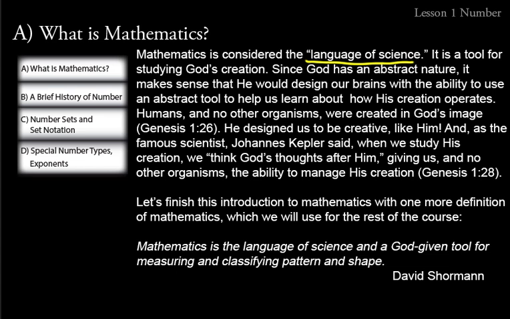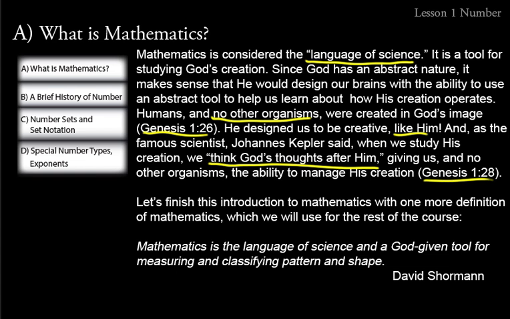And think about this: humans and no other organisms were created in God's image. That's what Genesis 1:26 says. He designed us to be creative just like him. And as the famous scientist Johannes Kepler said, when we study God's creation, we are thinking God's thoughts after him. And that gives us and no other organism the ability to manage his creation. So that's what Genesis 1:28 tells us, is to rule over his creation, meaning be a good manager of it.